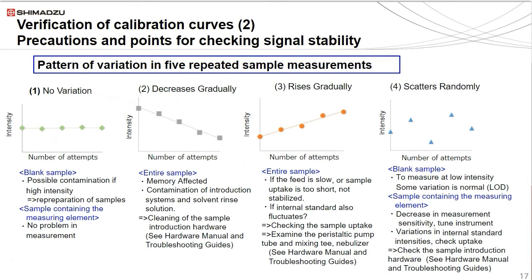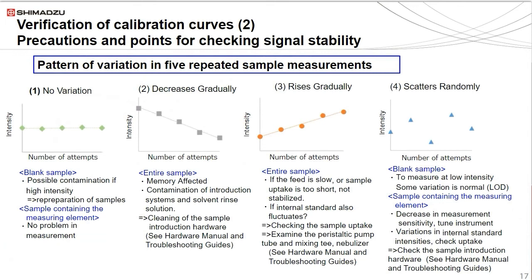In Figure 2, we see gradual and steady decline in signal intensity. Multiple causes of this could be occurring, including memory effect from the previous sample or progressive clogging of the nebulizer by particulates.